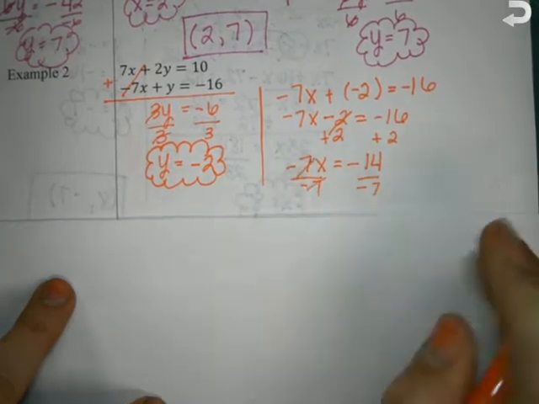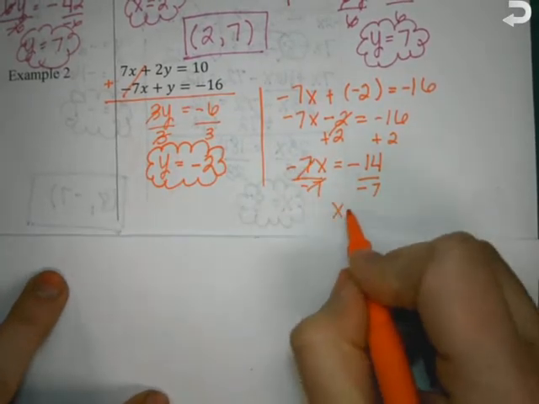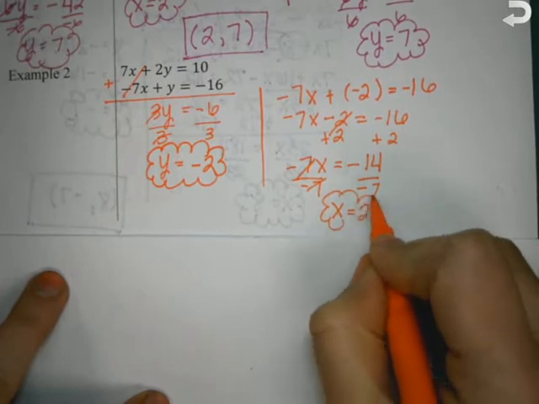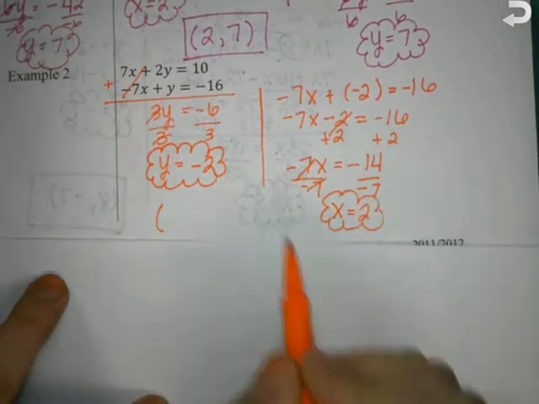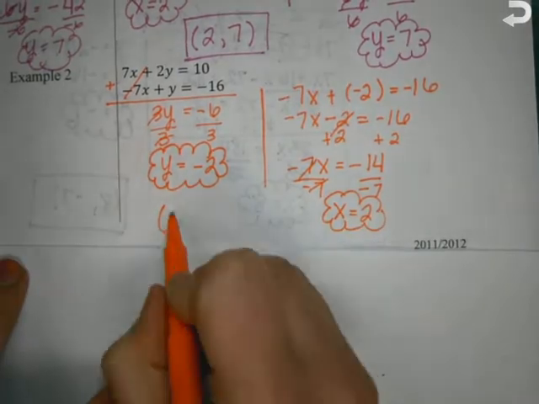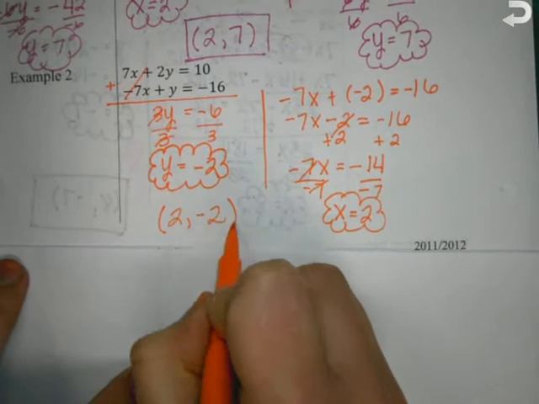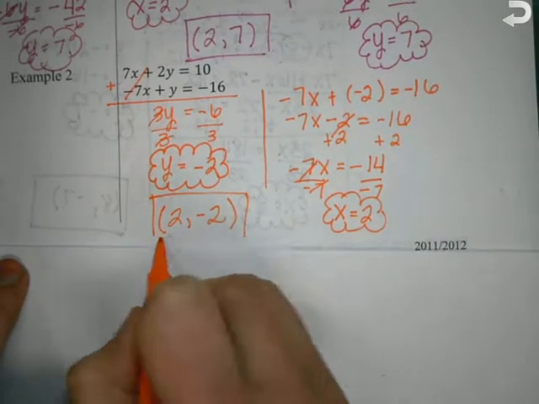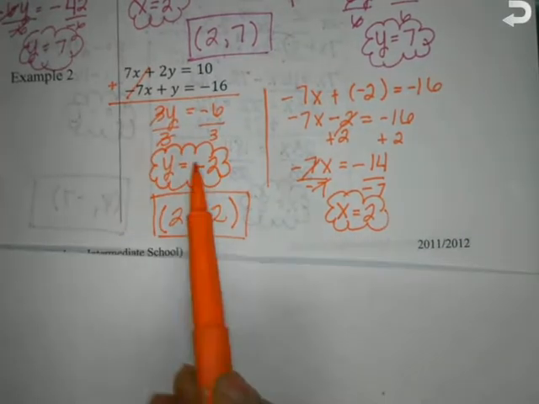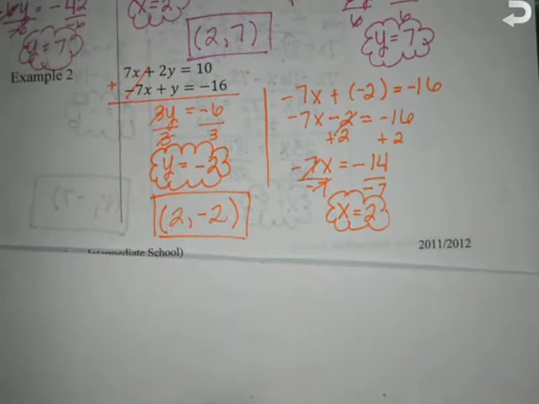So, Carlos, how do I write that as an ordered pair? 2 comma negative 2. How many of you plugged negative 2 into the first equation? And you still got positive 2, right? Yep. It does not matter which one you plug it into.